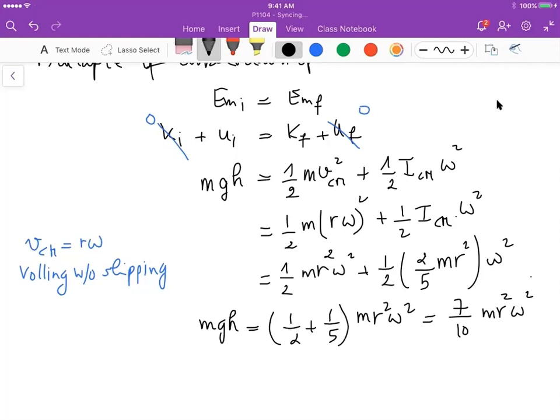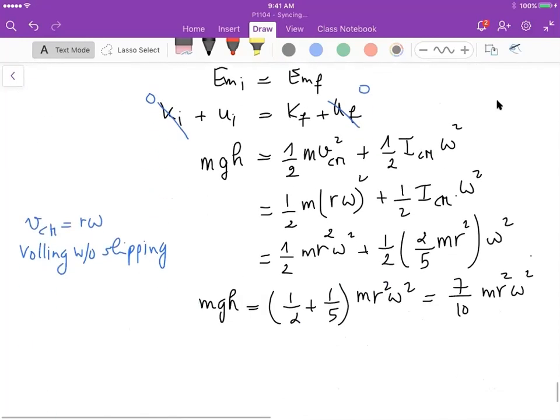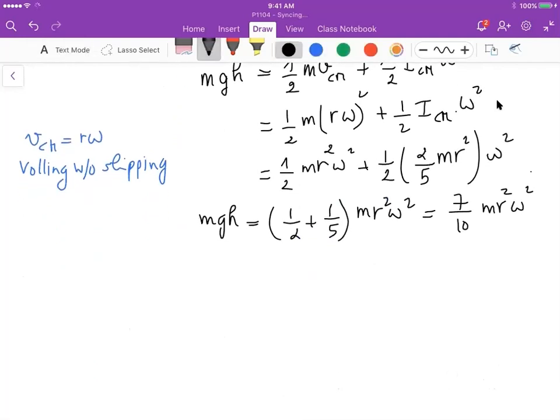So m cancels out in both sides, and so we can write down omega squared as a function of r, g, and h. But still, h is not known. This variable we have introduced ourselves in the problem, and we have to define how much this variable h is. So for this reason, let me draw the sphere in both the initial position and the final position, and then write down how much h is. So have a look.